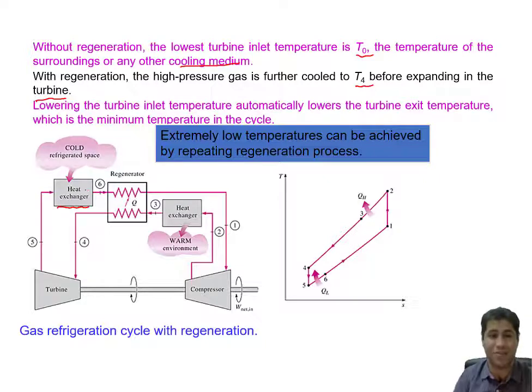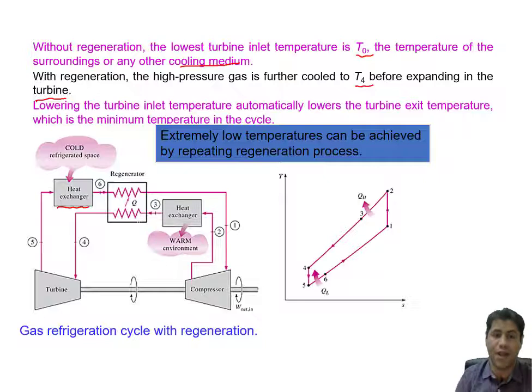Then again, this gas will go back to the regenerator. Here, the Q which is rejected from the first line is absorbed by the gas which is coming back from the turbine and heat exchanger, and it will go back to the compressor.